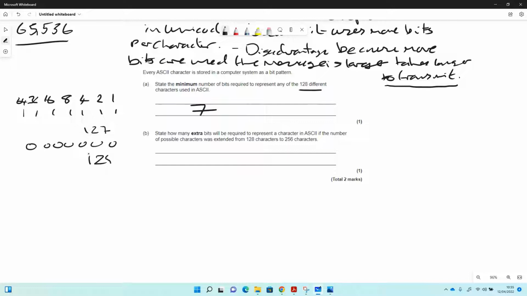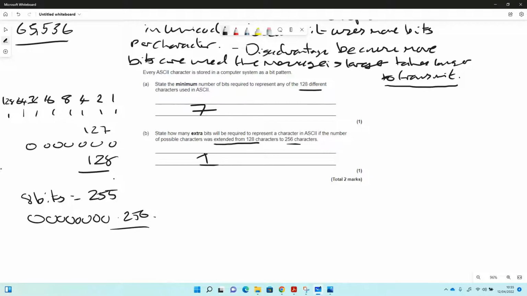That's 128 different characters. How many extra bits will be required to represent a character in ASCII if the number of possible characters was extended from 128 to 256? The answer to that is just 1, because we just add 1 more bit on the end, 128. And we probably remember that 8 bits is 255 if they're all 1s, and we've still got 0, so that's 256 different characters. So that's just 1 bit extra there.